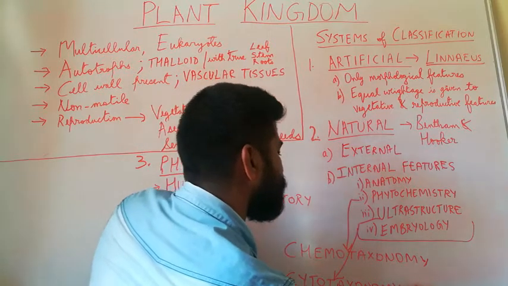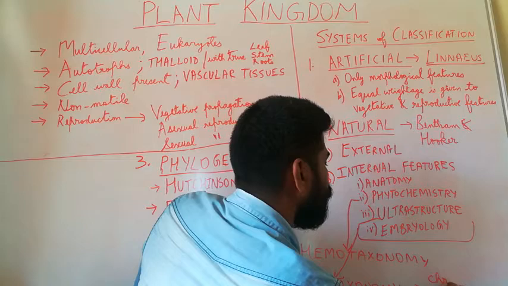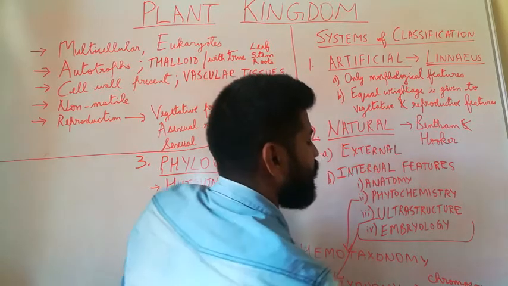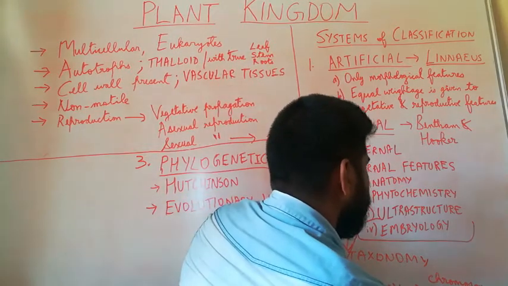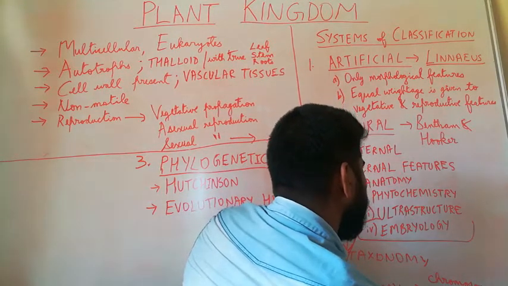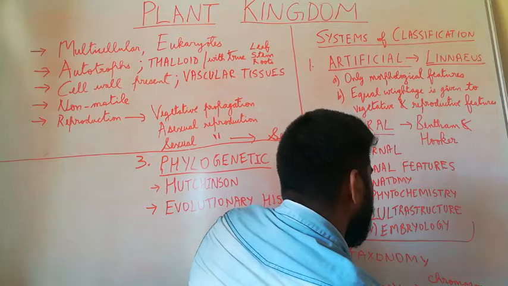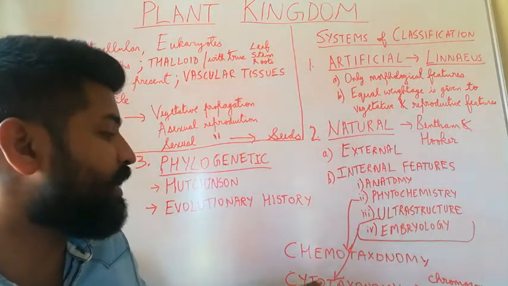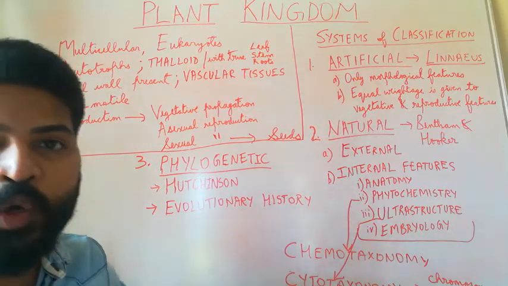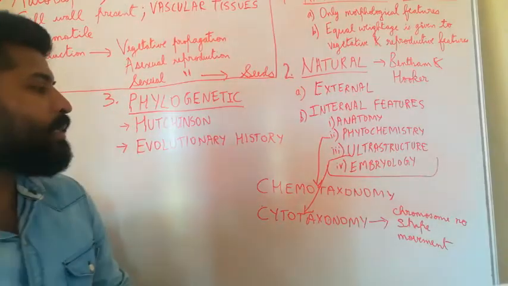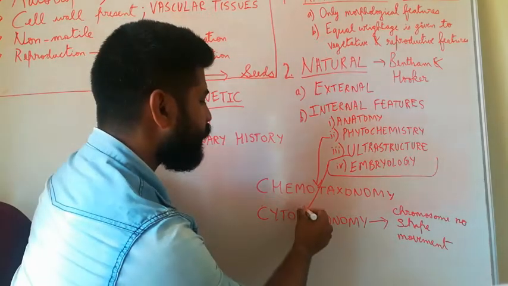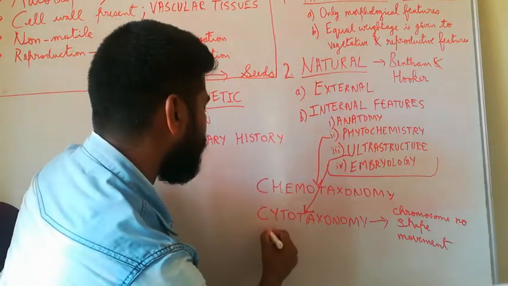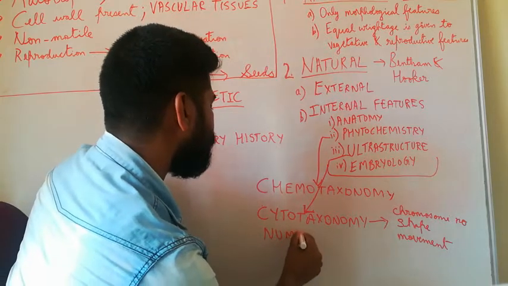Cytotaxonomy includes the chromosome number, how many chromosomes are there in a nucleus, the shape of the chromosome and their movement. All these are also used for classification of plants. That is what is called as cytotaxonomy. And then there is a new type of device or methodology called as numerical taxonomy.